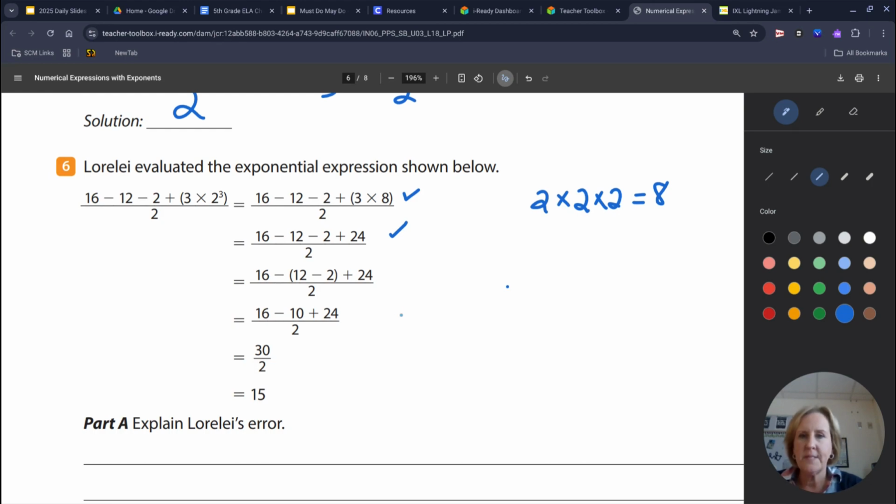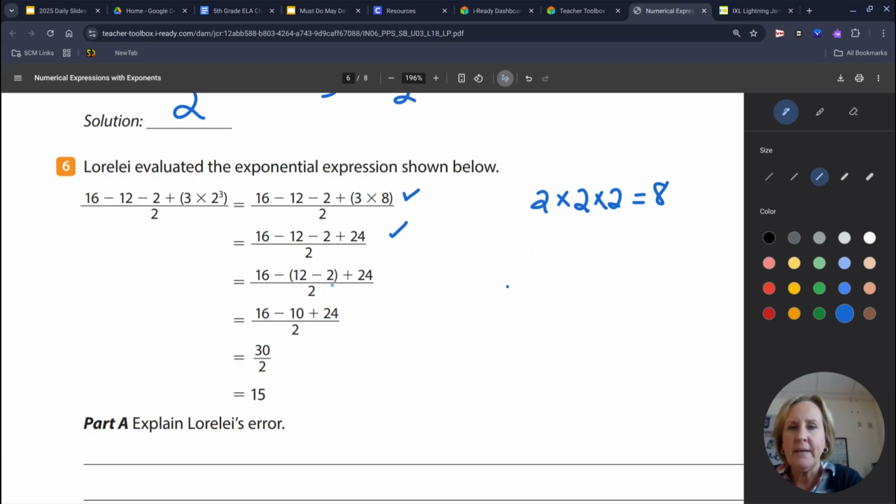Now, let's see. 16 minus, now she all of a sudden put a 12 minus 2 in parentheses, which would mean we would do that first. Now, if I remember correctly, I do all my multiplication and division, and if it's a fraction, I do it wherever it lies on the fraction first before I do any of my addition and subtraction. But if I only have addition and subtraction left, I have to go from left to right.